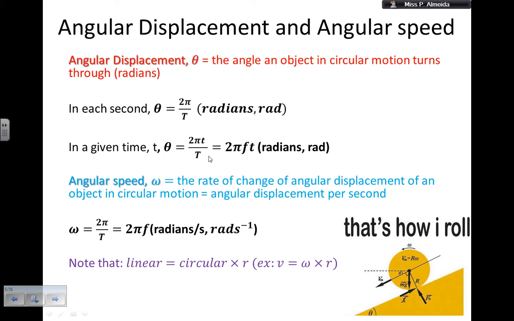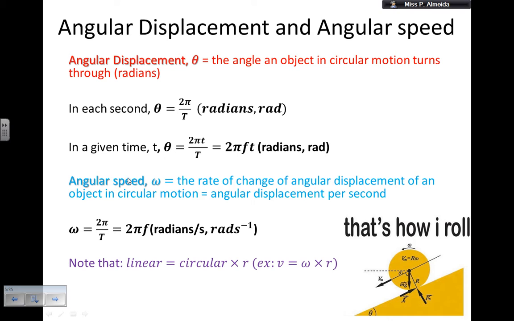Now, you already know that frequency is going to be 1 over T, the period or the time for one rotation. So in any given time, my angular displacement can also be given by the formula 2 pi f, the frequency, times t, the time, and this comes in radians, rad, okay?